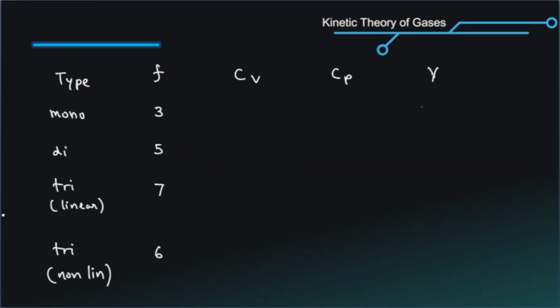Now let us try this. This is something we have covered in the class, but I'll still wish that you people do it here, because CV का फॉर्मूला तुम्हें पता है, F/2 R for 1 mole. CP का फॉर्मूला तुम्हें पता है, (F plus 2) by 2 into R for 1 mole. ये gamma is a new quantity for you people. This is gamma equals Cp by Cv, right?